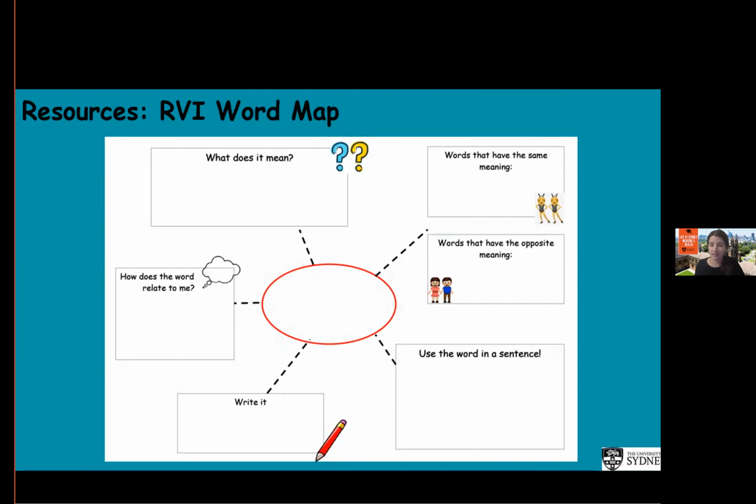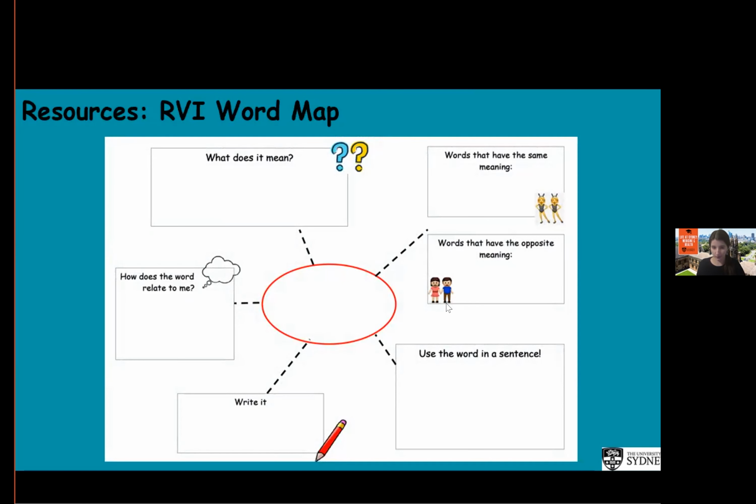So the idea is that each of the RVI elements are included on the word map. And you could easily adapt or change this word map to suit your class or make your own. But we thought it was a useful way to keep track of the words so that the students can look back and remember them in future.